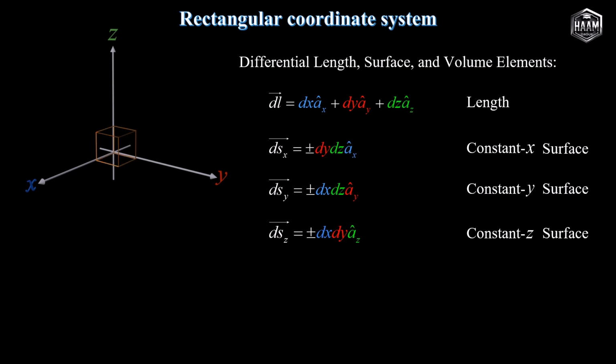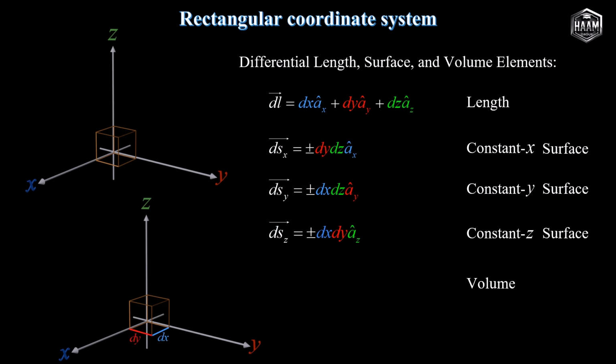And finally, for the volume, direction is no longer considered. We simply need to multiply the three differential length elements, namely the x, the y, and the z together. The differential volume of the rectangular coordinate system equals dx dy dz.